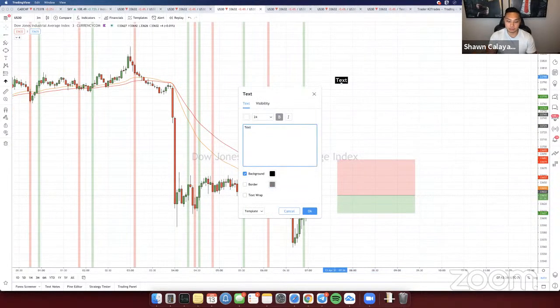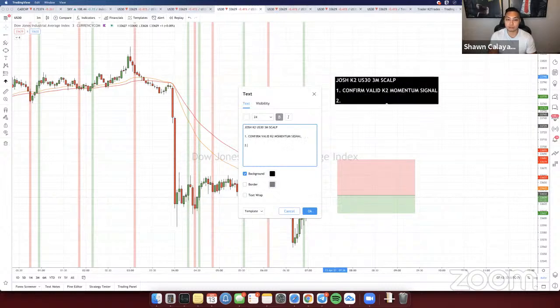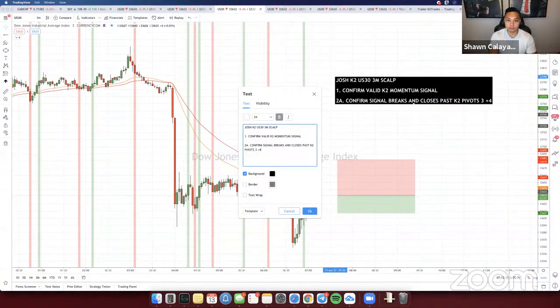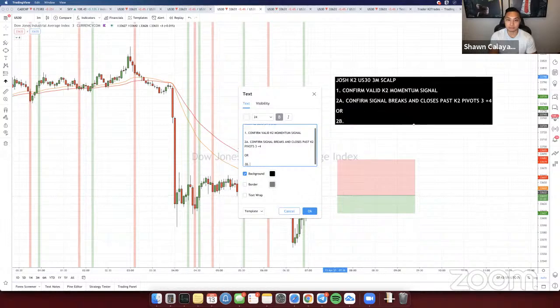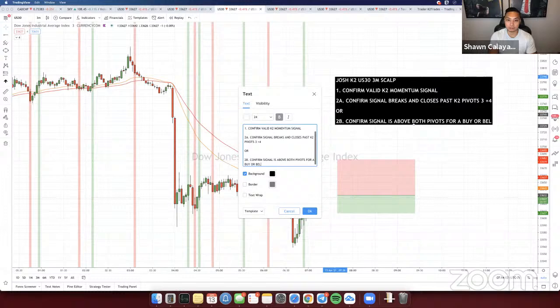And then this is going to be Josh K2 US 30 3-minute scalp. Confirm valid K2 momentum signal to confirm R2A. Confirm signal breaks and closes past K2 pivots 3+4 or 2B. Confirm signal is above both pivots for a buy or below for a sell.